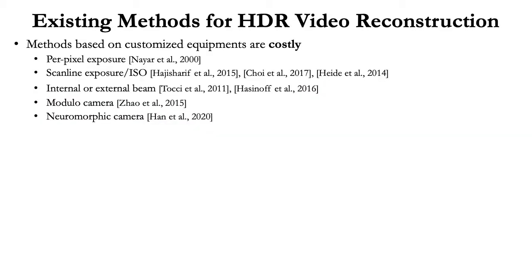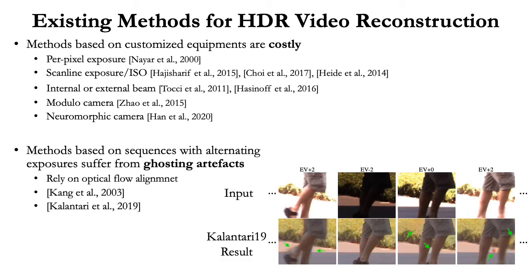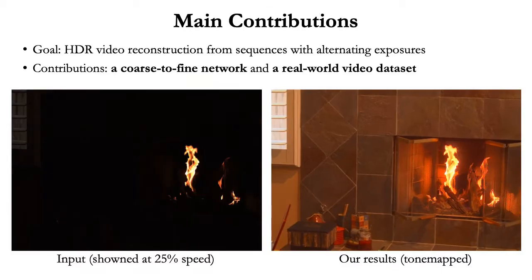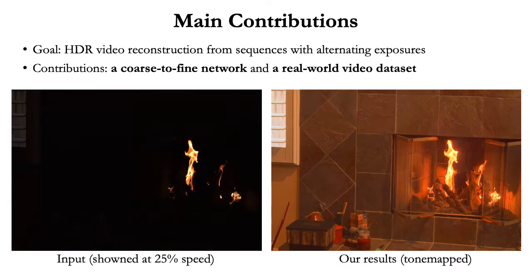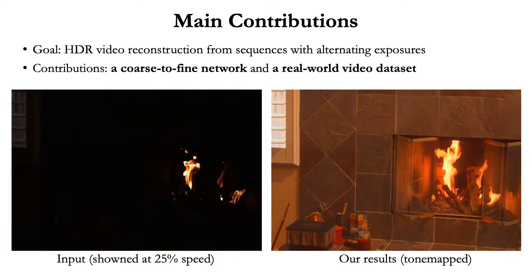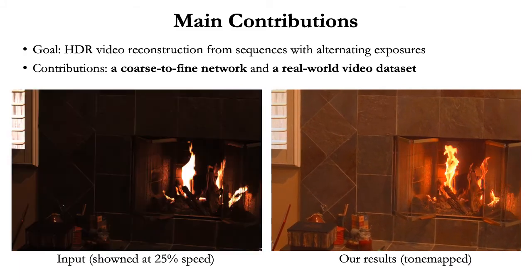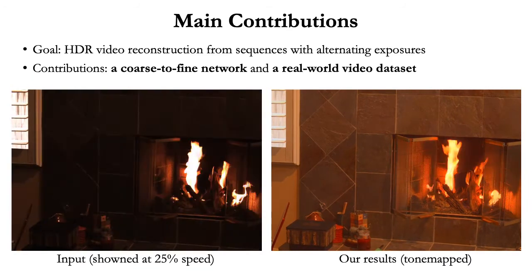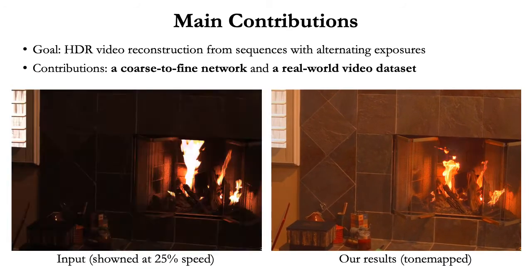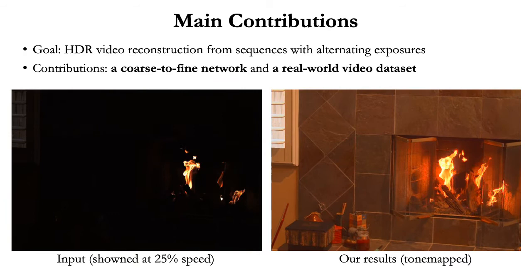Successful methods for HDR video reconstruction often rely on customized equipment, which is costly. A low-cost direction is using sequences with alternating exposures. However, existing methods often rely on optical flow alignment and suffer from ghosting artifacts. In this work, we build upon existing reconstruction methods using sequences with alternating exposures. Rather than merely using optical flow for image alignment, we introduce a coarse-to-fine network for better alignment and fusion. In addition, a real-world video dataset is introduced for comprehensive evaluation.